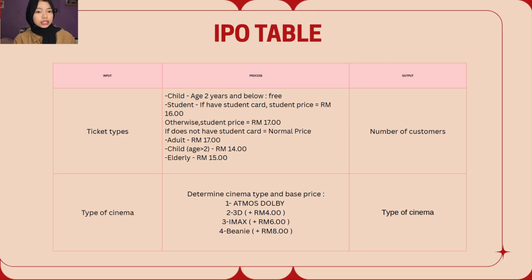In our cinema booking system, we provide several types of cinema that customers can enjoy, and the price will be charged per person based on the type of cinema the customer chooses. For example, if the customer chooses option number 1, which is Atmos Dolby, no additional price will be charged. If the customer chooses option number 3, which is IMAX, an additional 6 ringgit will be added to the ticket price.